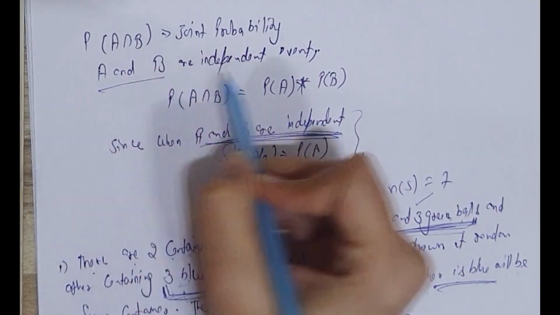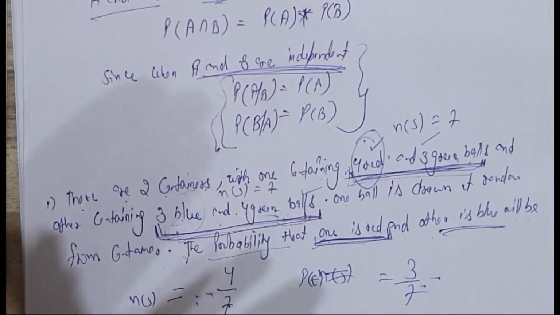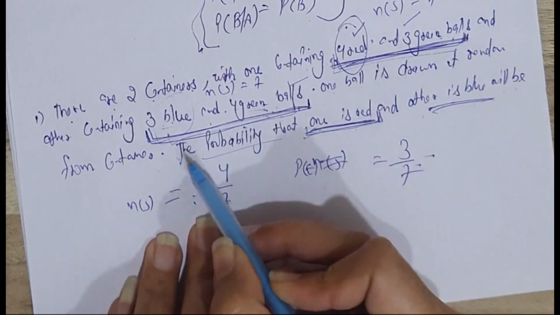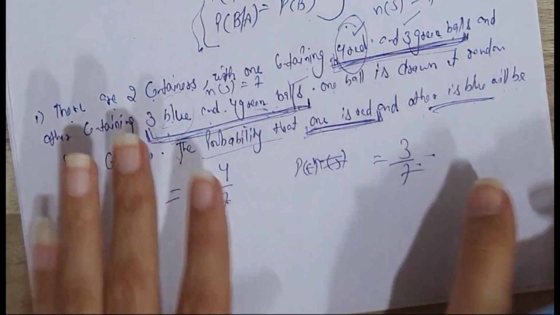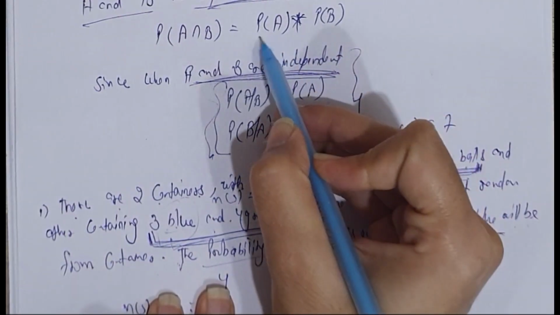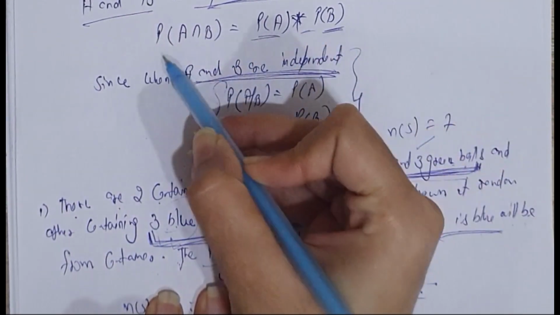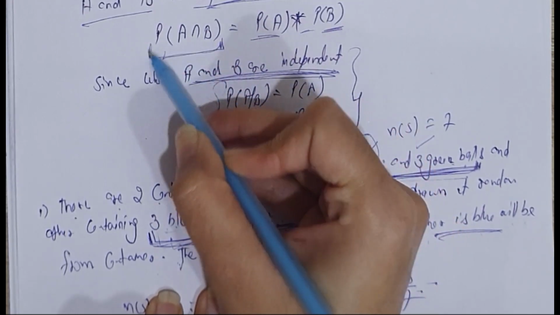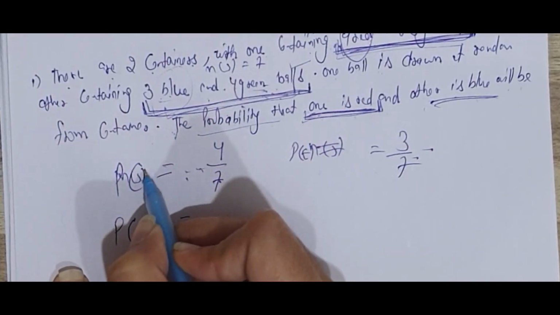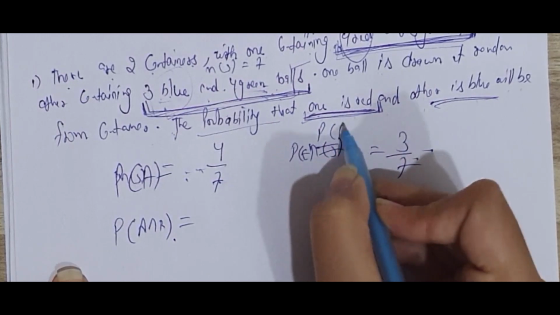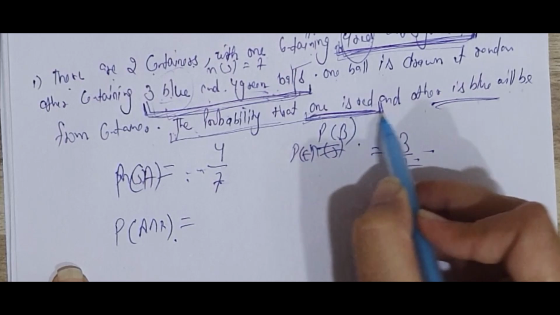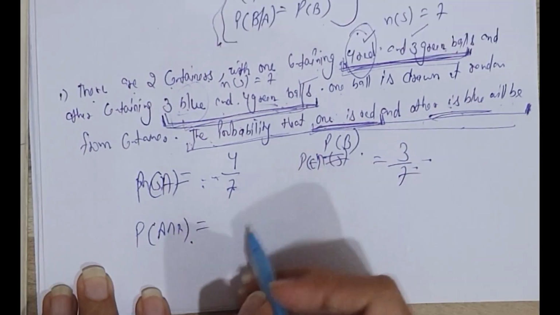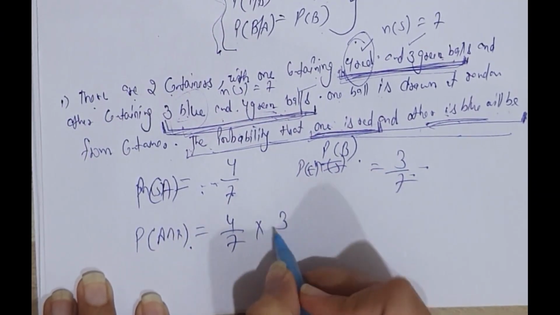It is said that if A and B are independent events, it means that they have no connection with each other. If we draw one ball from this container and the other ball from this container, they have no connection with each other. If they have no connection with each other, then probability of A into probability of B. This is how we can find joint probability. This is probability of A, this is probability of B. Now to find joint probability, the probability that one is red and the other is blue, that is 4 by 7 into 3 by 7.